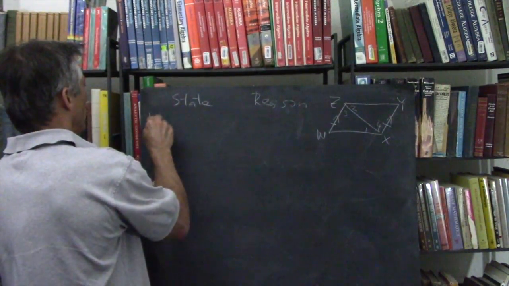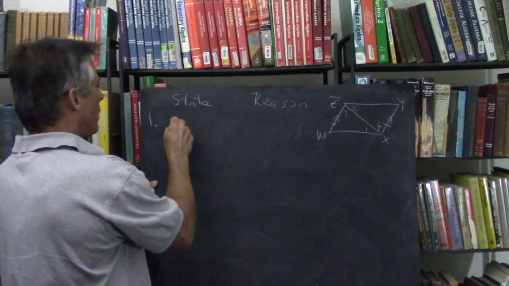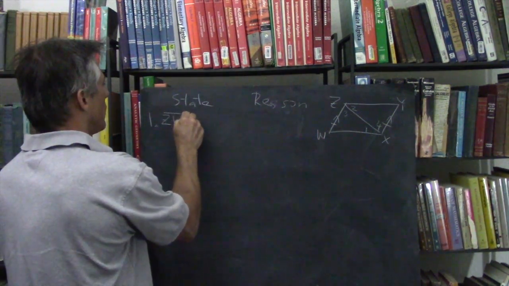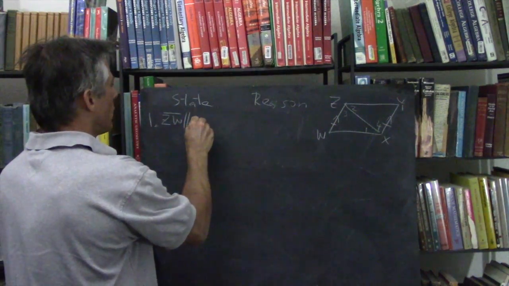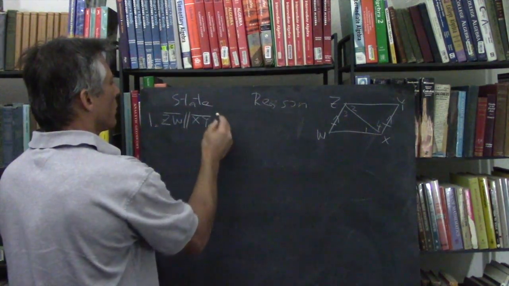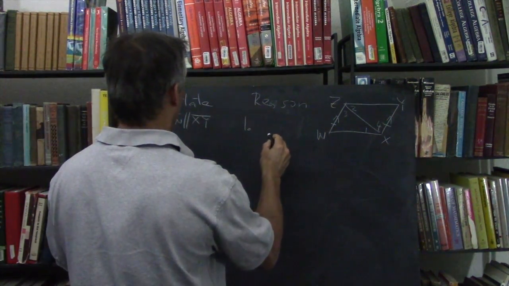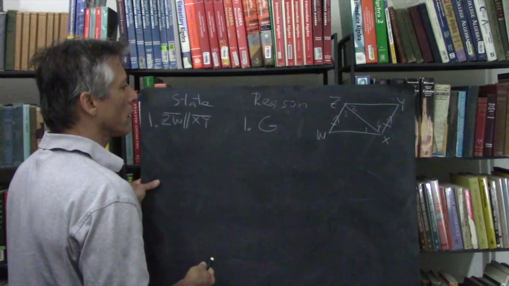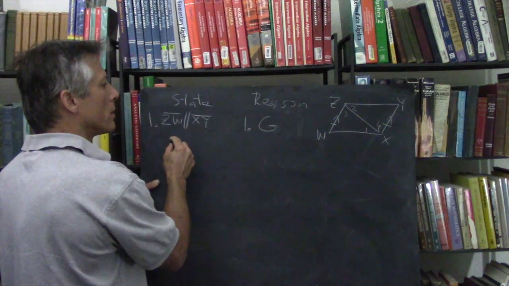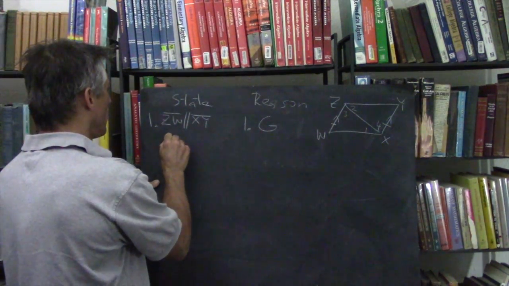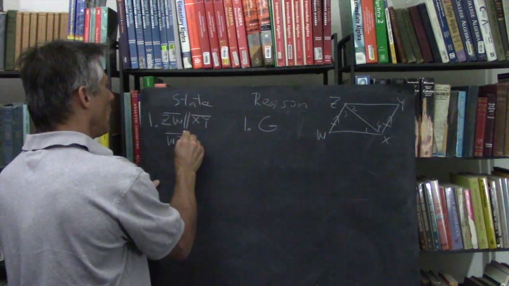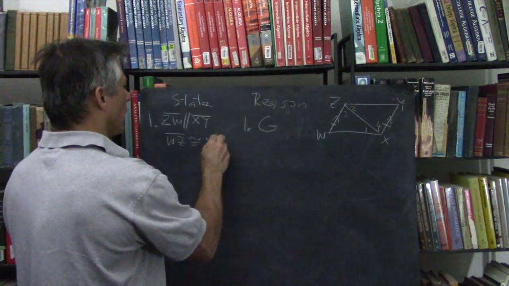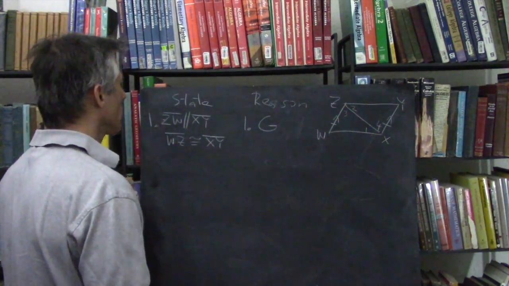So let's put down the given. ZW parallel XY, and I guess it's not the same as the previous. I thought it was going to be, but it's not. And then WZ is congruent to XY. So that's our given.